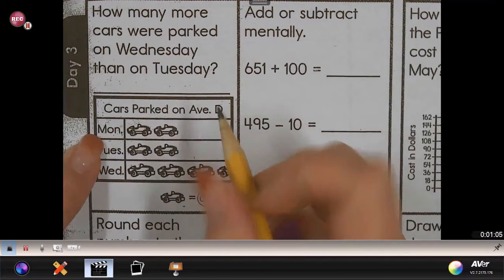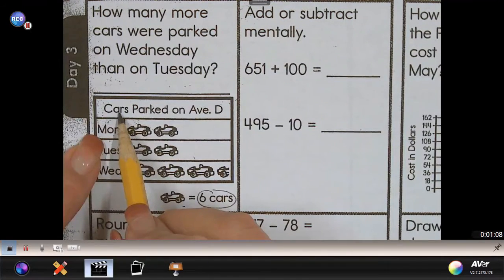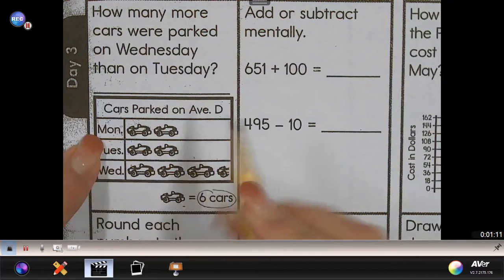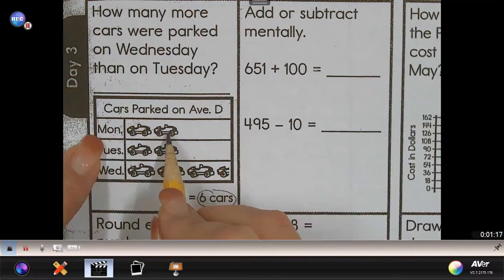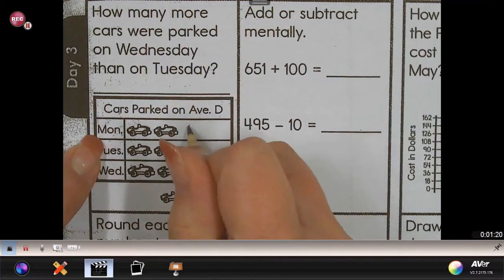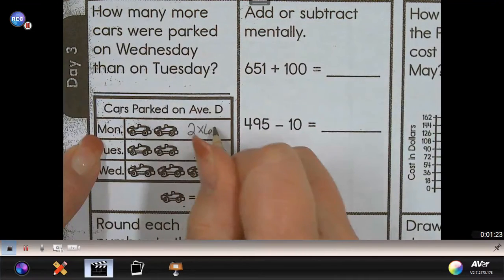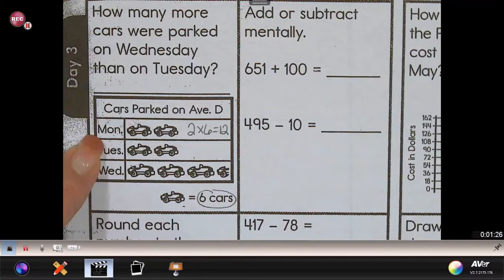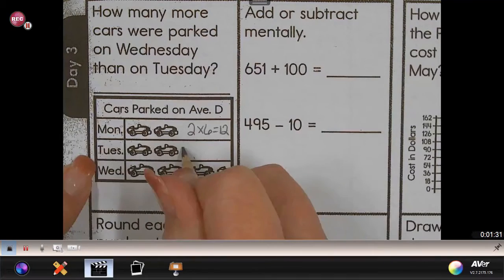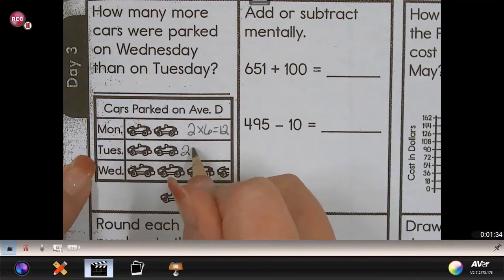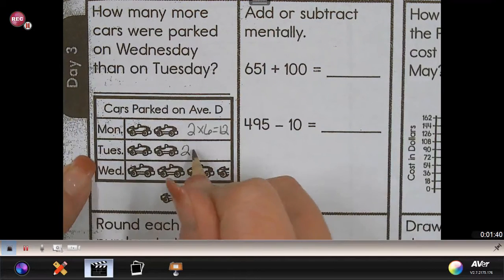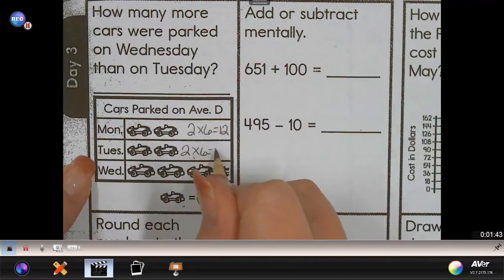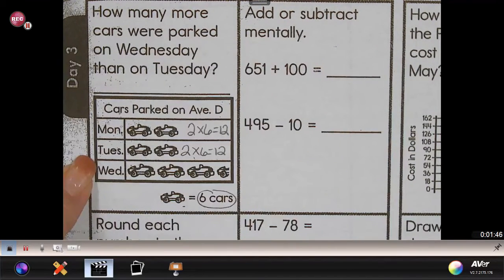So if I look at the title, it says cars parked on Avenue D. On Monday, there were 6. This represents 6, and this car represents 6. So I have 2 groups of 6, and that gives me 12 cars that were parked. On Tuesday, I have the same number of cars that were parked, so it's 6 for this car, and 6 for that car, which is 2 groups of 6 again, which tells me I have 12 cars parked on Tuesday.